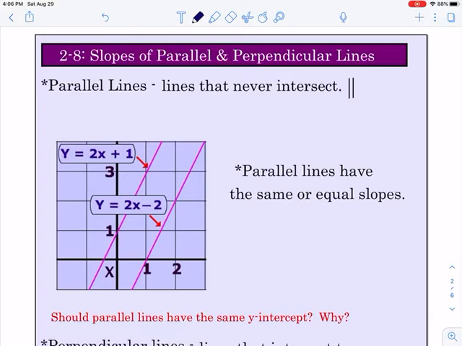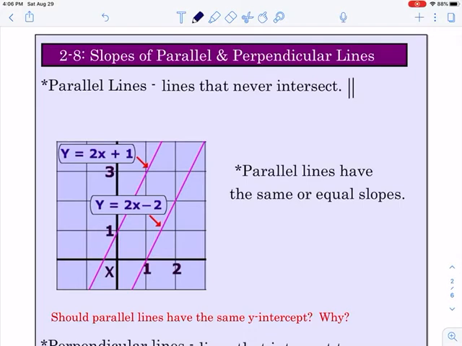Okay, so again, we've talked about this a number of times so far already this year. Parallel lines are two lines that never intersect. Okay, and the thing that's special about parallel lines is that they have the same slope, or equal slopes. So if you look at the picture over on the left, I drew two lines and then I just wrote what the equations were.